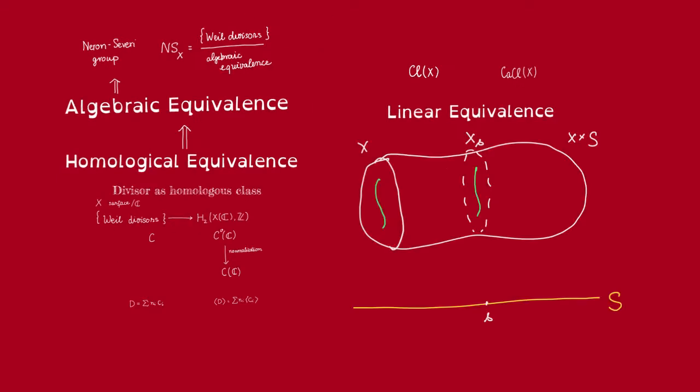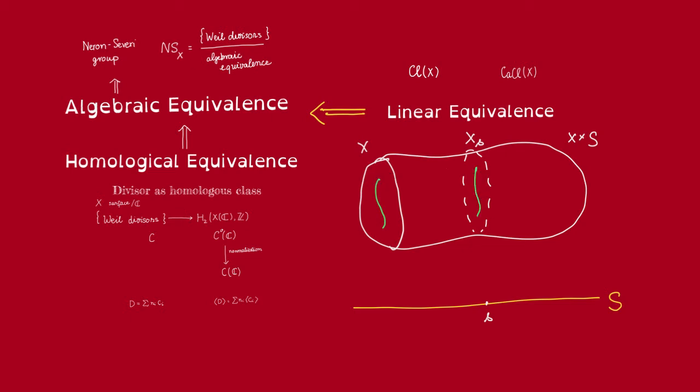Now, before moving on to talk about examples of neurons of every group, we want to quickly rephrase the notion of linear equivalence in terms of algebraic equivalence. Linear equivalence is just a special case of algebraic equivalence over a certain base. So linear equivalence is stronger than algebraic equivalence. It implies algebraic equivalence.